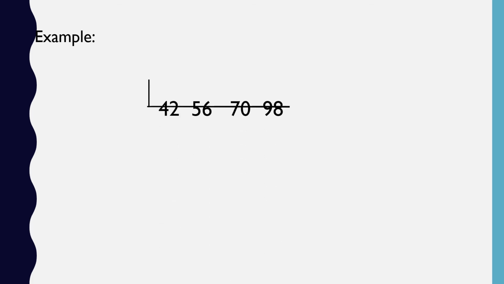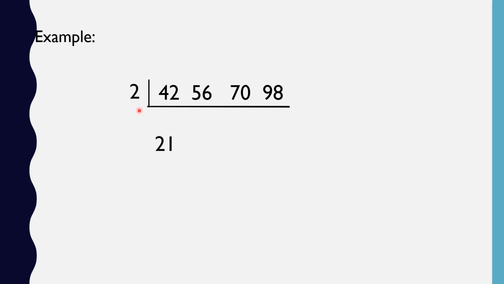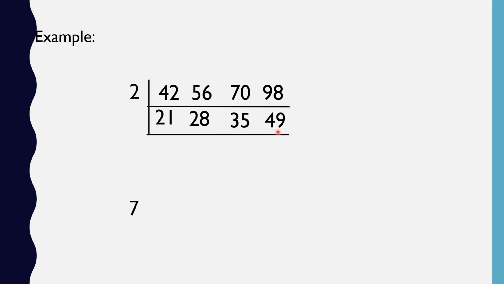Another example, we have 42, 56, 70, and 98. Let us divide them by 2. 42 divided by 2 is 21. 56 divided by 2 is 28. 70 divided by 2 is 35. And 98 divided by 2 is 49. 21, 28, 35, and 49 are all divisible by 7. So 21 divided by 7 is 3.